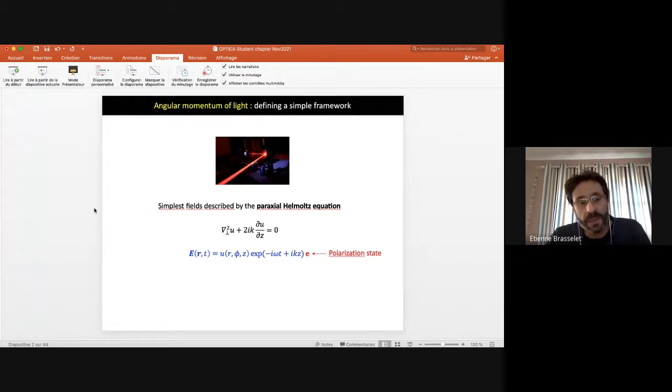And in that case, the electromagnetic field will be described as shown in blue here: an amplitude that depends on all degrees of the spatial coordinates, here taken in a cylindrical coordinate framework, times an exponential with a propagating factor, times the vector e, which is a unit vector here, a complex vector, which refers to the vectorial nature of light, so of the electric field, and which is called the polarization state. So this vector defines the way the electric field evolves in time and space.